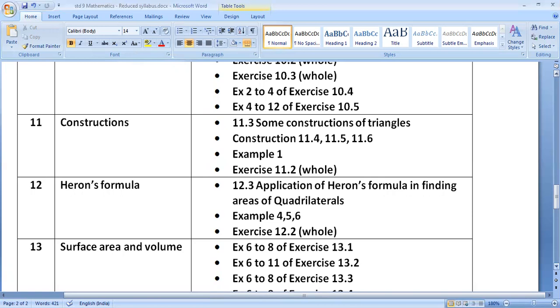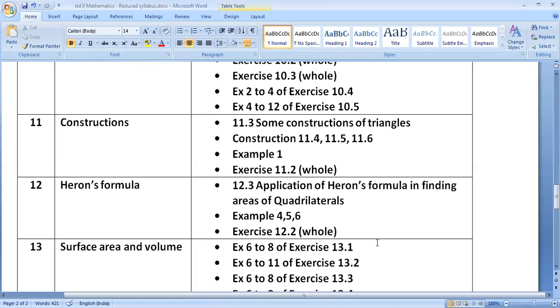But 12.3, application of Heron's formula in finding areas of quadrilaterals, this entire topic is excluded. Means whatever is there in this particular point is excluded. It means on the same page number 203, example 4 is excluded. Page number 204, example 5 excluded. 205, example 6 excluded. And 206, exercise 12.2, whole exercise is excluded. As you can see, under this topic 12.3, examples 4, 5, 6 and exercise 12.2, whole exercise, are excluded.